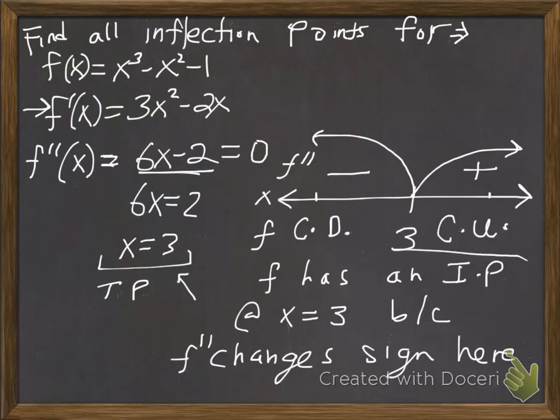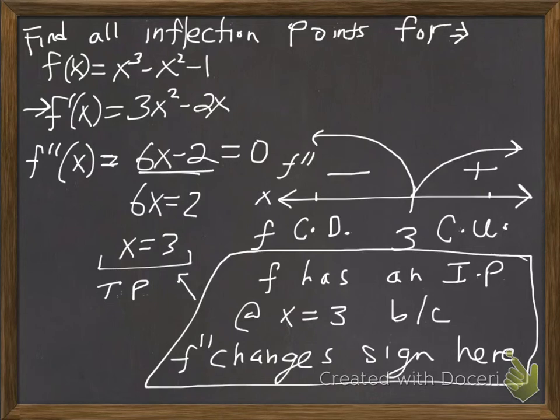So recall, the AP test does not give credit for number lines. Number lines are a way for you to organize your information. A written explanation is valid justification.